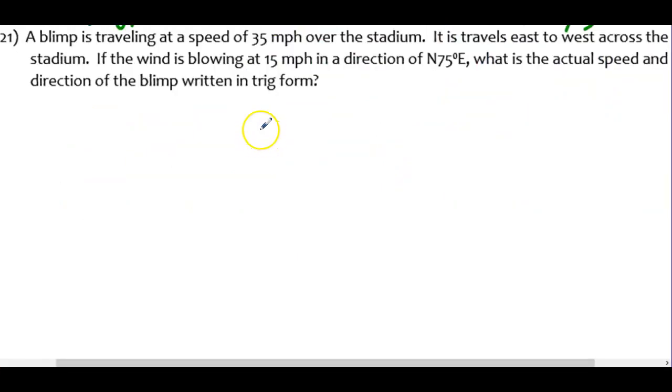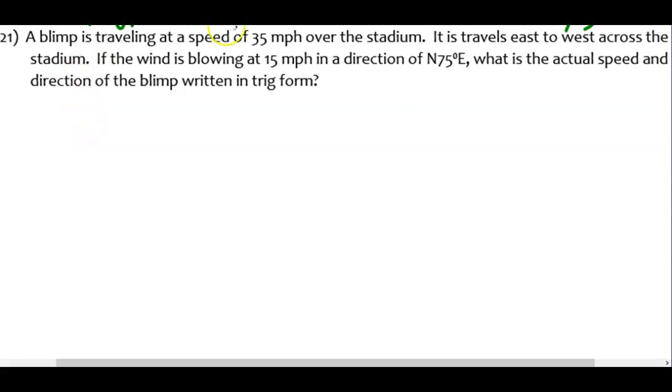A blimp is traveling at a speed of 35 miles per hour over a stadium. It's traveling east or west across the stadium. If the wind is blowing at 15 miles per hour in the direction of north 75 east, what is the actual speed and direction of the blimp, written in trig form? Well, we're going to solve it.